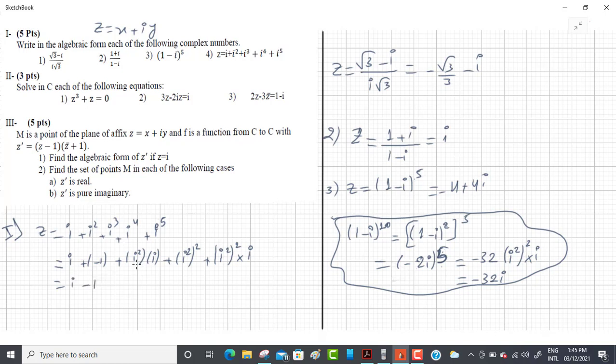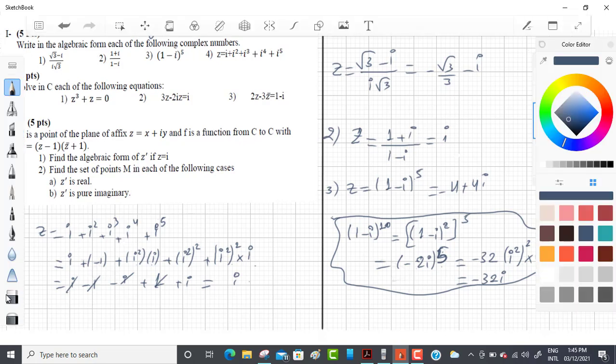So it's i, minus 1, minus i, plus 1, plus i. So plus i minus 1 plus 1, and the answer is i. This is the solution of exercise number 1.